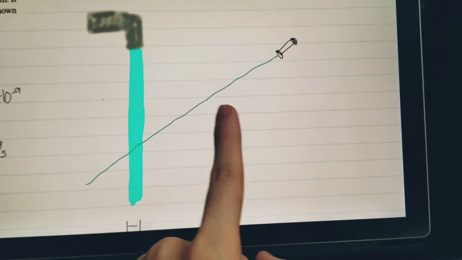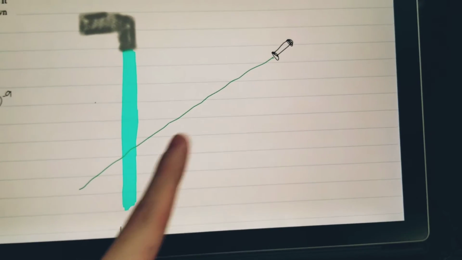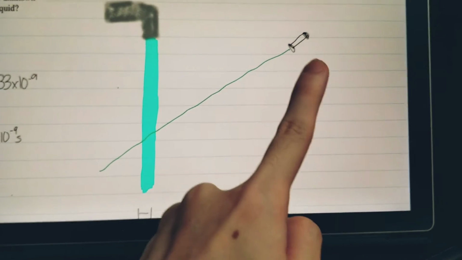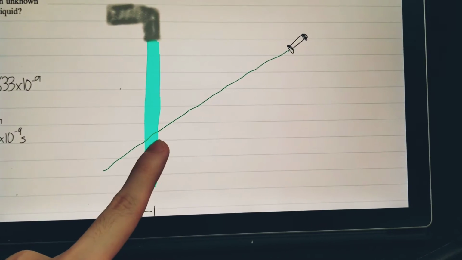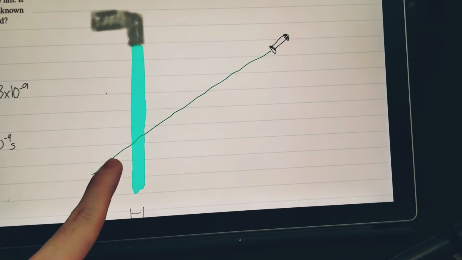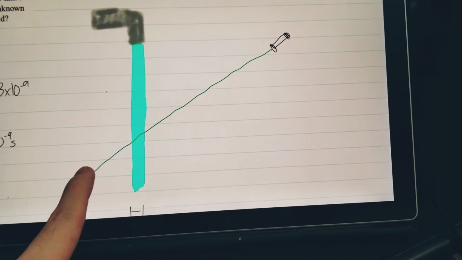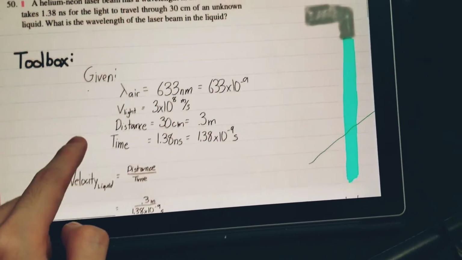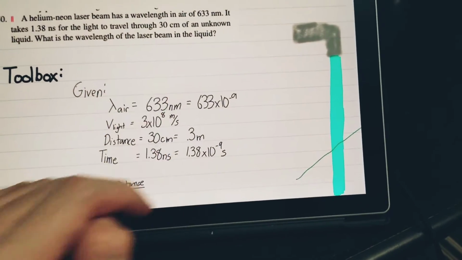Now, we know that the wavelength out here is different from the wavelength that's inside the liquid, because once the light enters the liquid, it slows down and takes longer to come out than before. So we're trying to find the wavelength in this liquid, as explained right here.